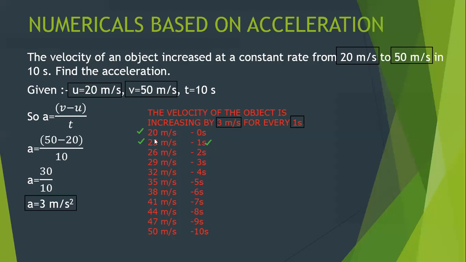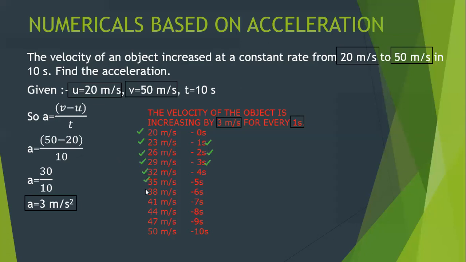Ruchi, I hope you are getting it. Then after 2 seconds, what's the velocity? 26. Because again, you find the velocity is increased by 3 meter per second in every 1 second. Then after 3 seconds, the velocity is 29. Again, it has increased by 3 meter per second.